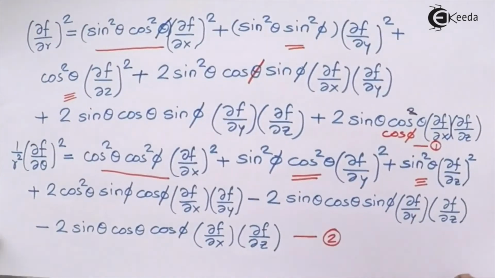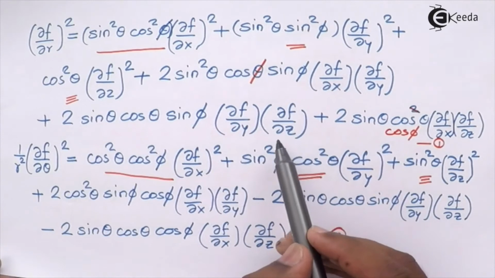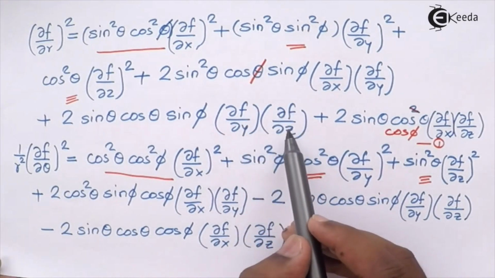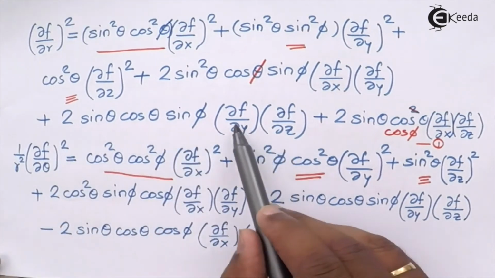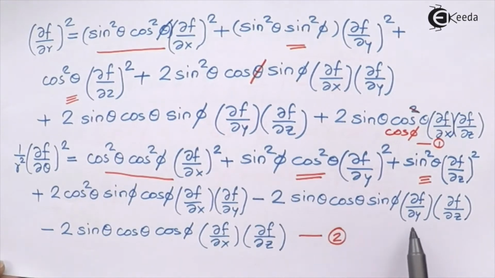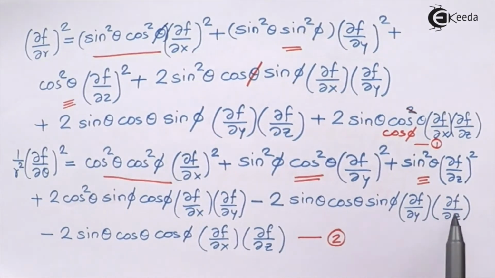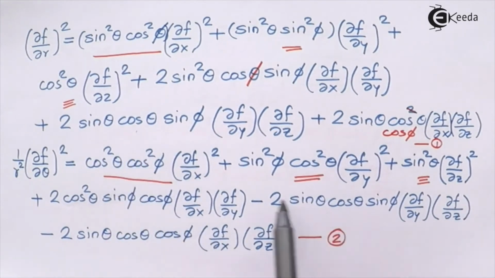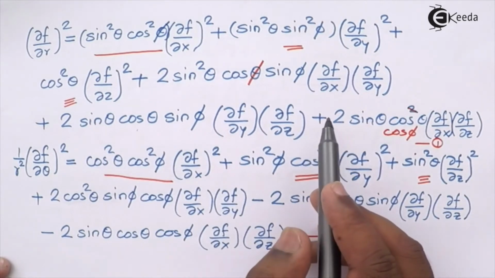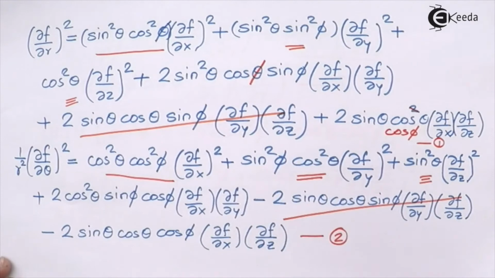Next guys, we have a term of del f by del y and del f by del z. So the coefficient of this del f by del y, del f by del z term is this. Now we'll search for the similar term. You can observe that this same term is found here. So we have del f by del y, del f by del z. Now guys, if you observe the coefficients of these two terms, they are the same and opposite in sign. So it means we can cancel it. So we can cancel this term with this term.